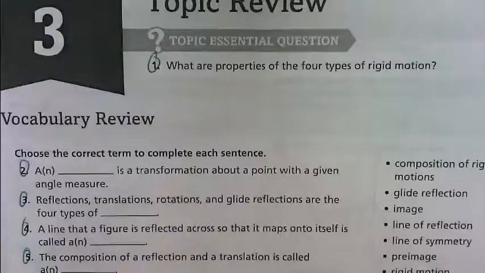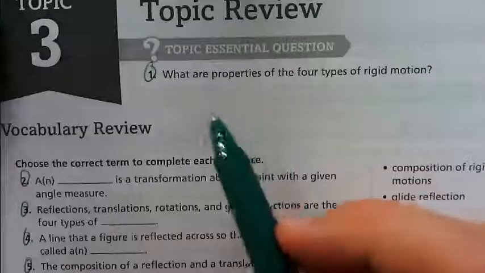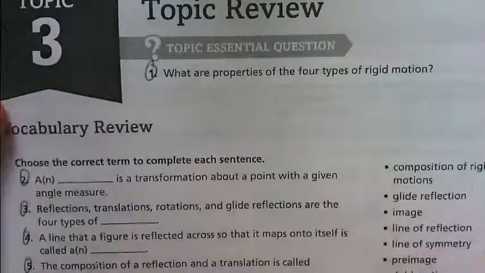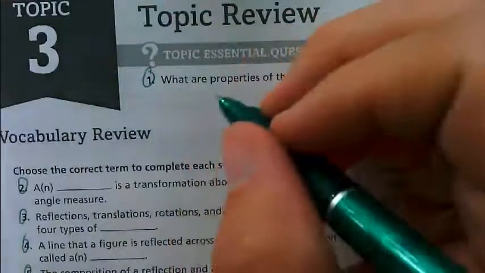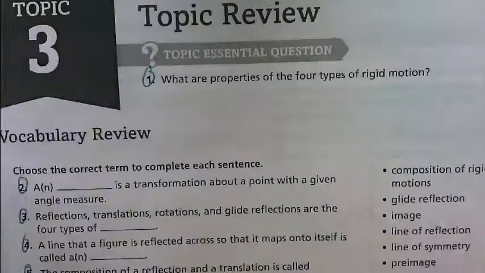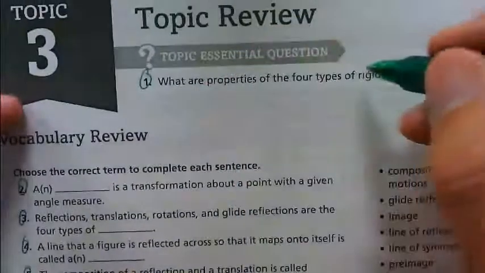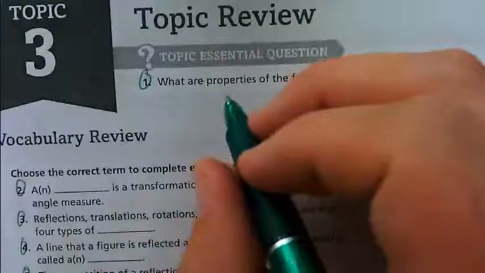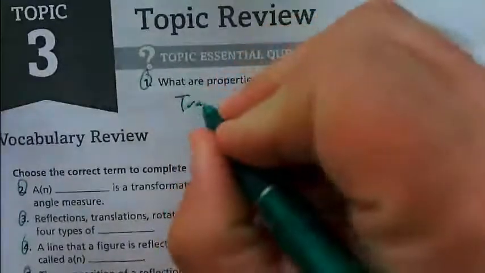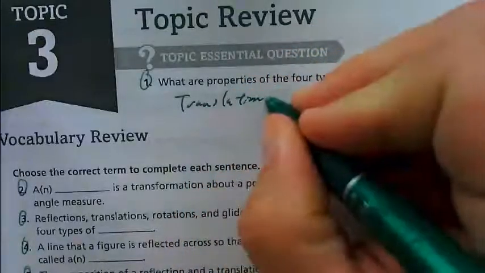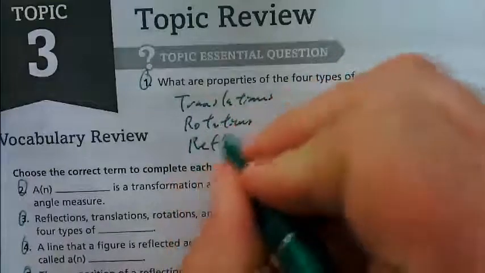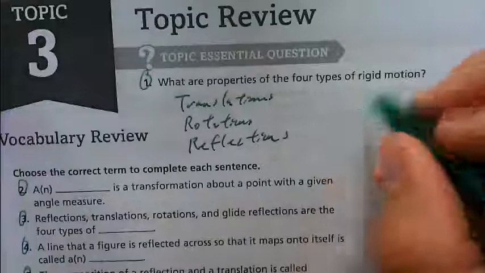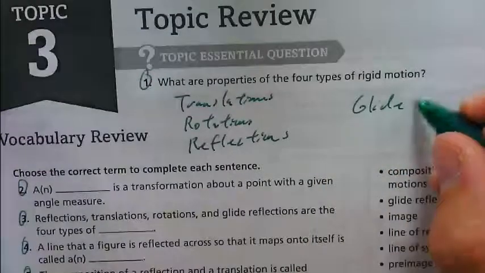All right, so on the review for topic 3, very first question, what are the properties of the 4 types of rigid motion? There are 3 main ones, but then this also includes the one that combines 2 of them. So we have translations, rotations, reflections, and glide reflections is the 4th if you couldn't think of one.